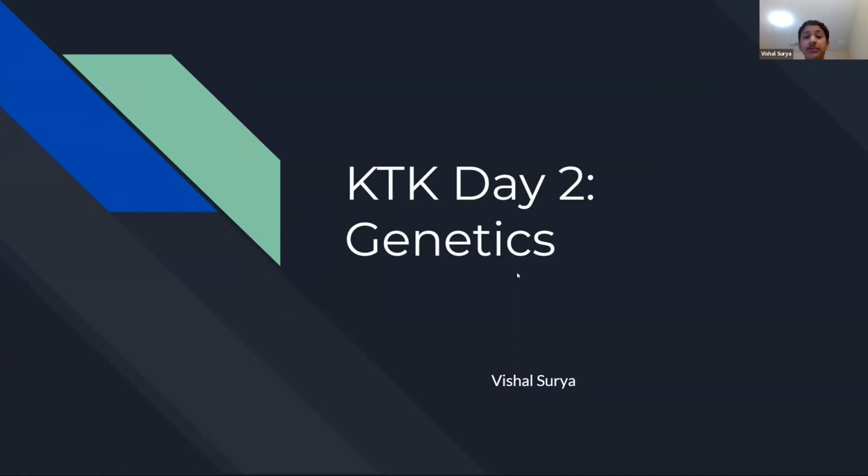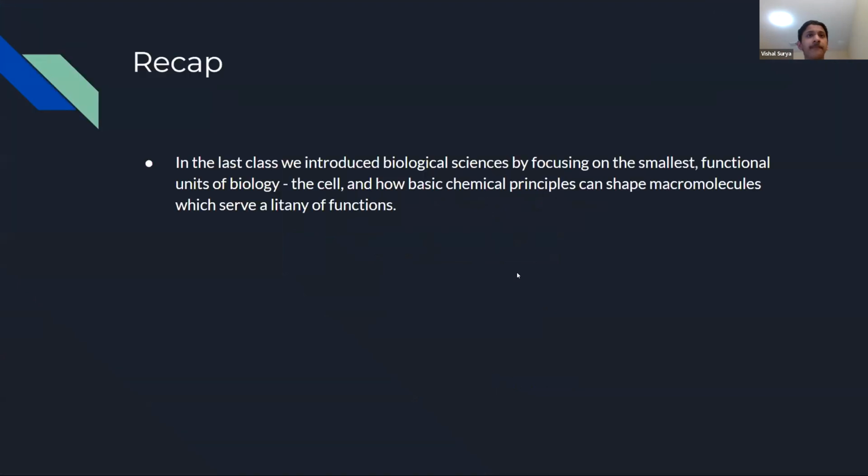So we'll go into genetics now. First let's do a recap of the last class. In the last class, we introduced biological sciences by focusing on the smallest functional units of biology, the cell. We also talked about biochemistry and dabbled a bit in organic chemistry, just to show how the chemical principles you learn in other classes, even physics, can all come together to produce order and structure for biology. And we also talked about the macromolecules, which serve a litany of functions in our cell.